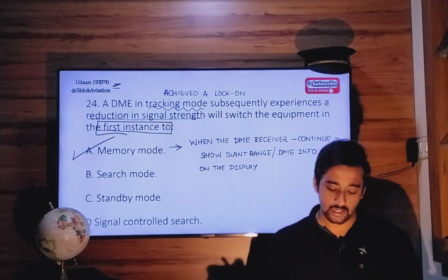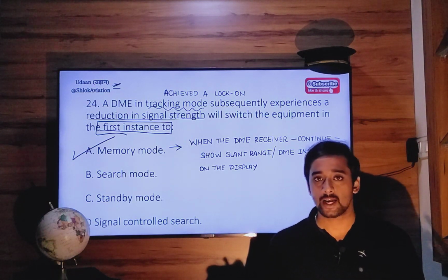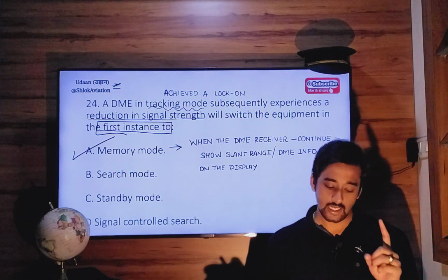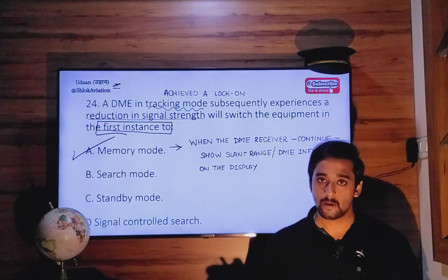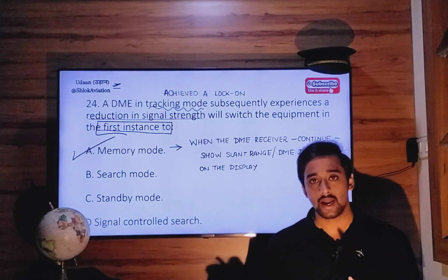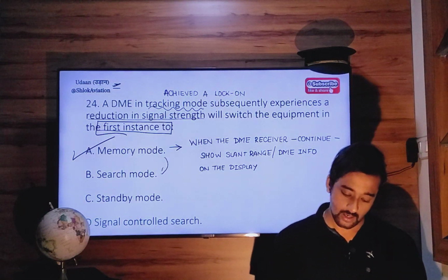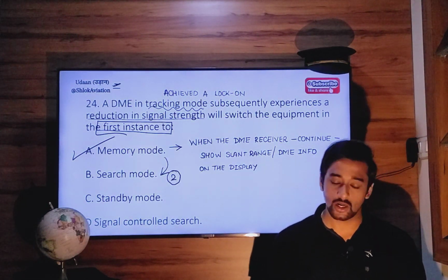In older DME equipments, it is for 10 seconds. In modern equipment, it can be more than that. So in the first instance, it will switch to memory mode for those 10-20 seconds. Okay, and after that, after memory mode, it will switch to search mode. So the second step is switching to search mode.